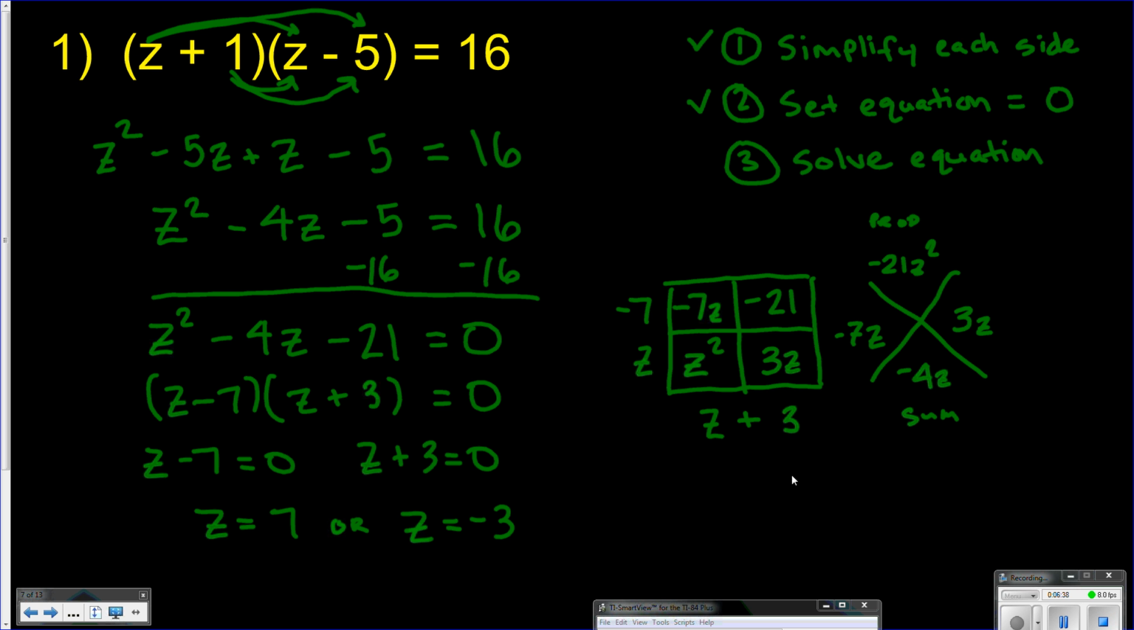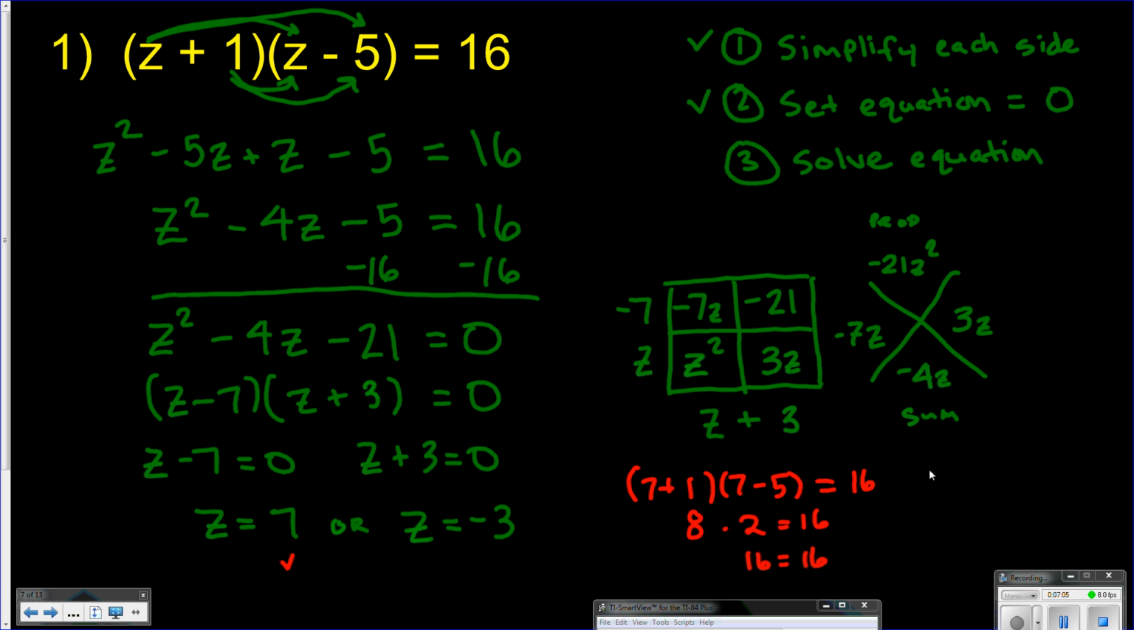So this will be my check over here in red. Let's say 7 plus 1 times 7 minus 5. Does that equal 16? Let's see. 8. And then we have 7 minus 5 is 2. 8 times 2 should equal 16, and it does. So we know that this one is correct.